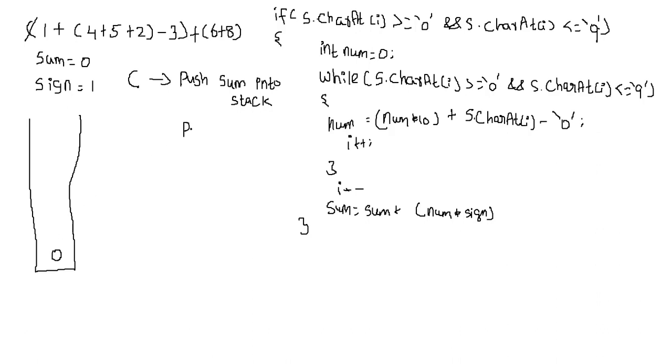Next step, what I have to do is push the sign value inside the stack. So what is my sign value? My sign value is 1. That also will be inserted into my stack. After that, reset the sum value and sign value. Reset the sum value to 0, or you can say reinitialize. So the sum value will be initialized to 0 and the sign value will be given as positive value, that is 1.